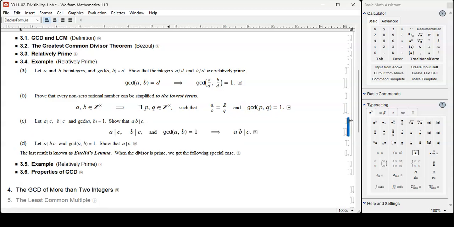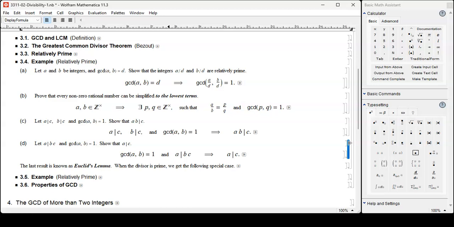How about this? Do you remember this? If c is a common multiple of a and b, and a and b are relatively prime, then c is divisible by the product a times b. That was a bit trickier, but not too bad.